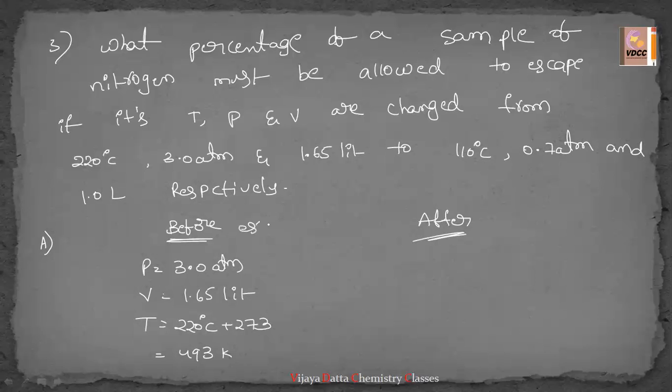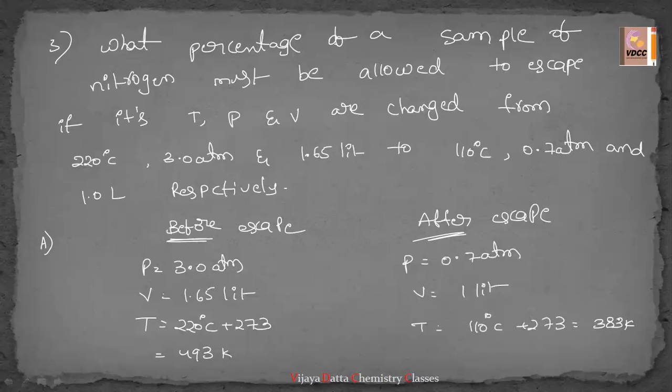Now comes to after escape of nitrogen gas. He given the conditions, that is pressure is 0.7 atmosphere and volume is 1 liter, then temperature is 110 degrees Celsius. That one I am converting into the Kelvin, then 383 Kelvin. So these are the before and after conditions.